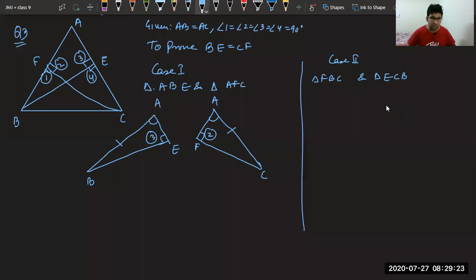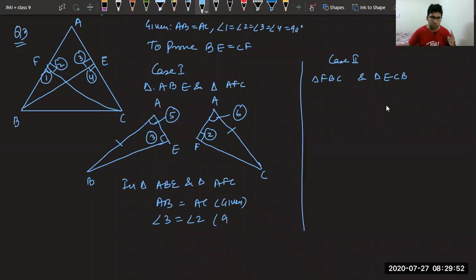No, Prisha. B, E and F we have already seen, na? Angle A is the third thing that we have found from our side. Let me call it 5 and let me call it 6. I can say in triangle ABE and triangle AFC, the first thing we have found is AB is equal to AC, which was given to us. Second thing given to us was 3 is equal to 2, because both are 90 degrees. And the last thing we found from our side, angle A equal to angle A, because it is common. Or you can say 5 equal to 6 also.